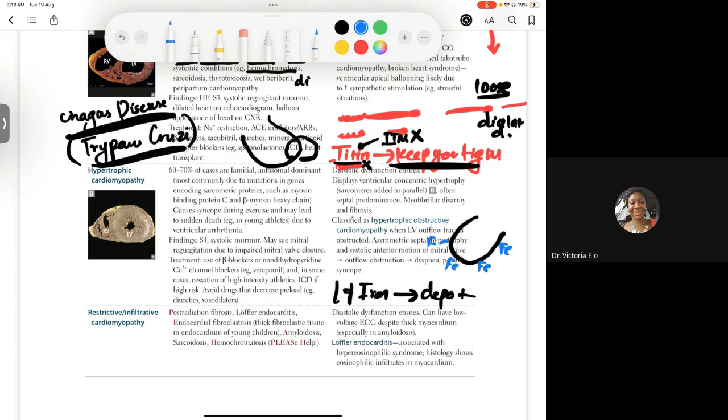Keep that in mind, right? Like your heart is going to be restricted towards filling, but with time, when it progresses to a chronic pathology, chronic deposition of iron there in the heart, it would lead to dilated cardiomyopathy, right?